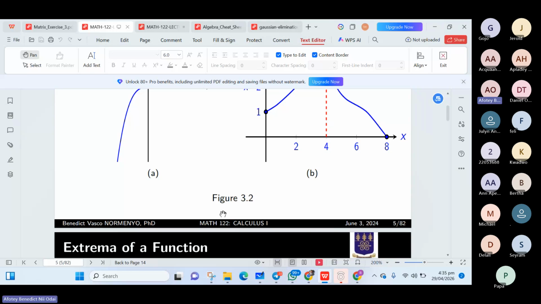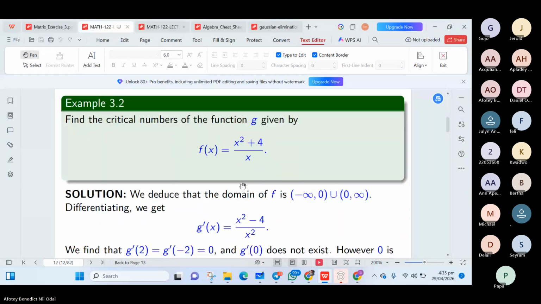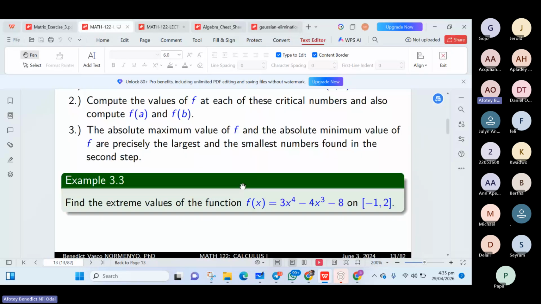So for the extreme value that we had, remember that if f is continuous on the closed interval [a, b], then f attains an absolute maximum value f of c and an absolute minimum value f of d at some numbers c and d in [a, b]. Now, what I want you to take note of is that it's starting from a and ending at b. Therefore, at a, you can get a maximum or a minimum value. And that's why an interval was included in this function that we had, right? So again, let's find our differential and proceed from there.